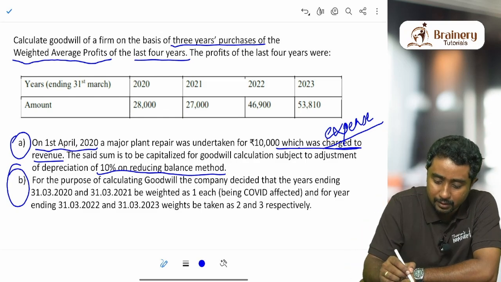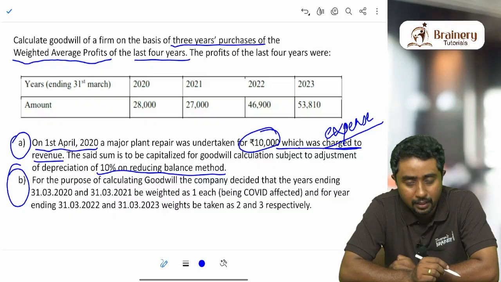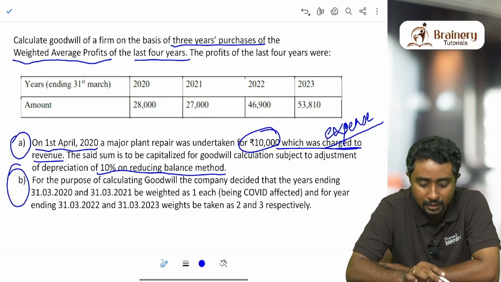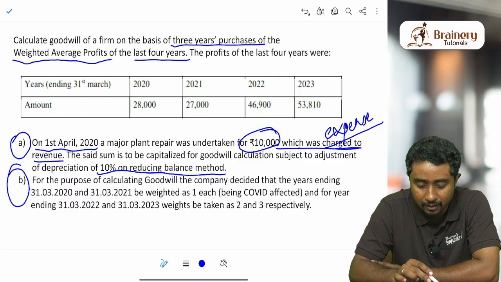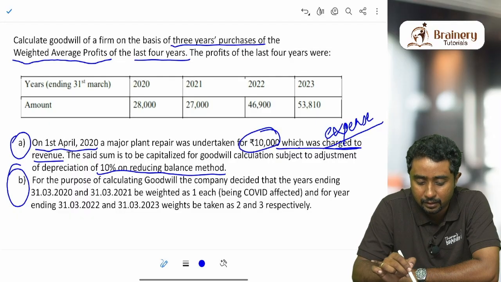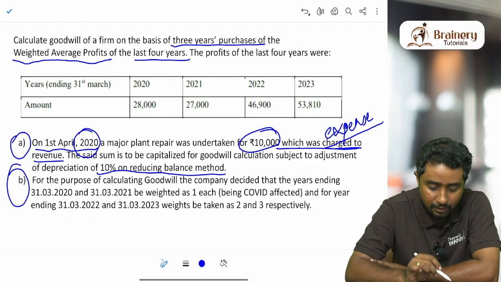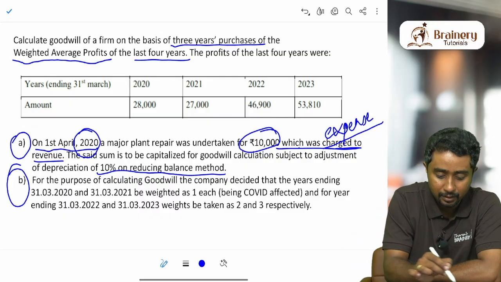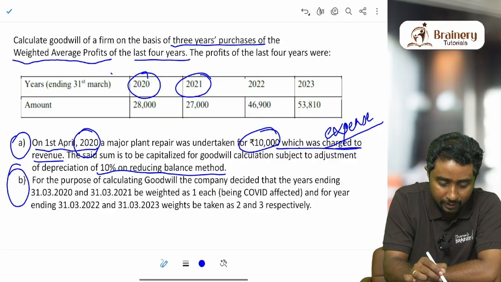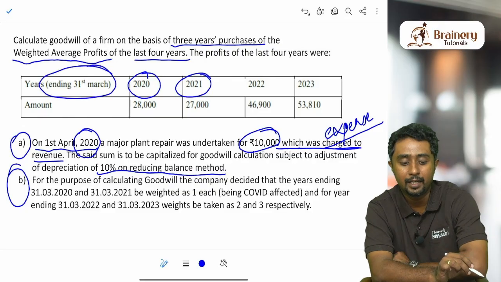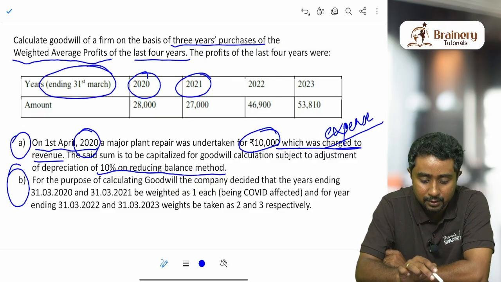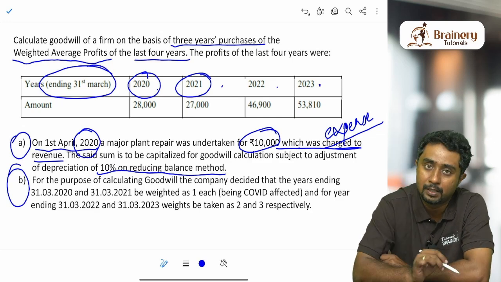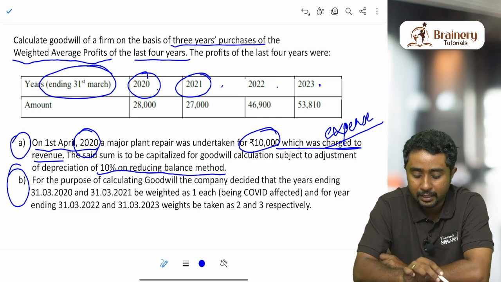Now, why we are discussing all these things is that they have made a mistake. On 1st April 2020, a major plant repair was undertaken for 10,000. Just observe the date, 1st April 2020. Out of the years which are given, you can see one thing in common: they end on 31st March. So 31st March 2020, 31st March 2021, 31st March 2022, and 31st March 2023 are given. Here 1st April 2020 is given.